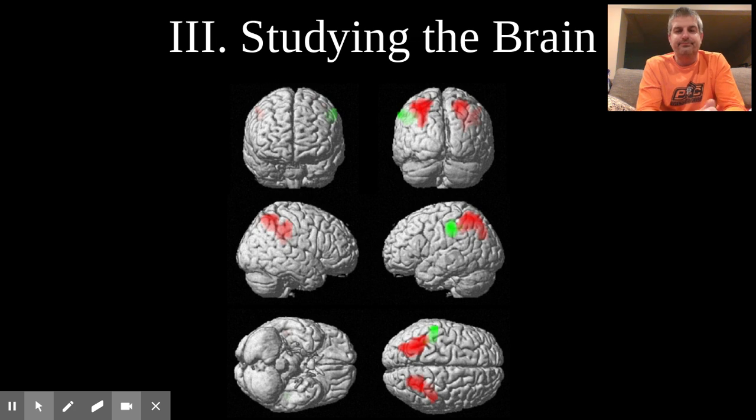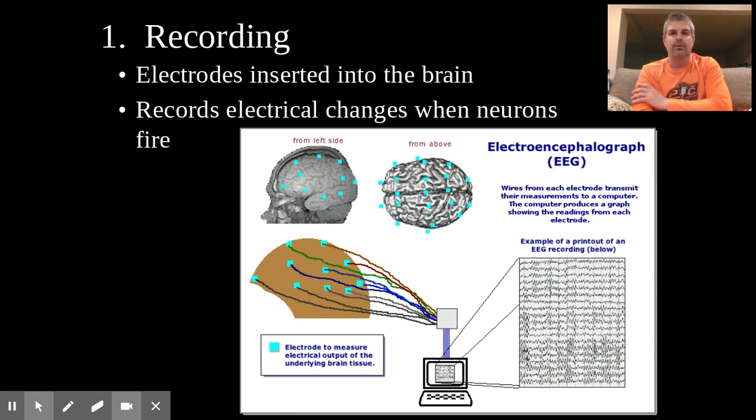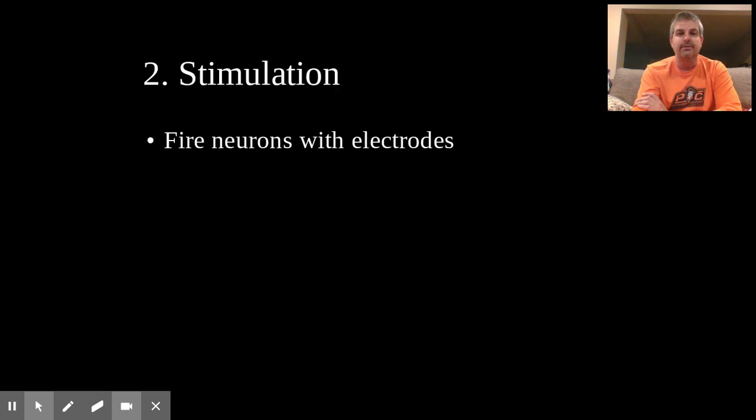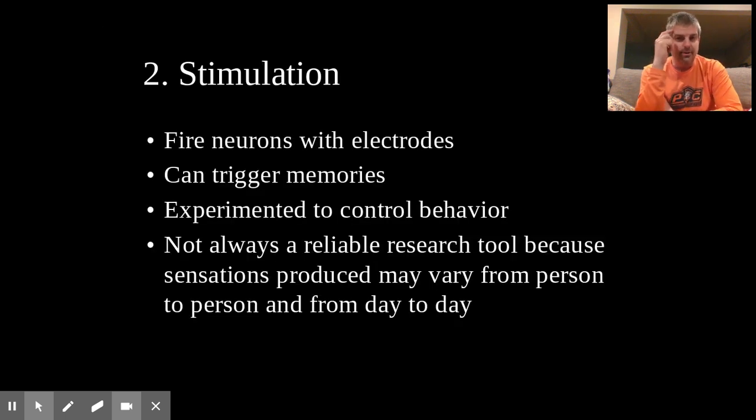So studying the brain, one of the things you got to understand is some of those historic psychologists that we talked about, like Sigmund Freud, those guys never got to look at pictures of the brain. They never got to see the technology that we have today. One of the things that we have is recording an electroencephalograph, or an EEG. This is where electrodes are inserted into the brain to record electrical changes when the neurons fire. And you can tell what parts of the brain are actually working and how hard it's working. They can also stimulate neurons and trigger memories in people by stimulating neurons.